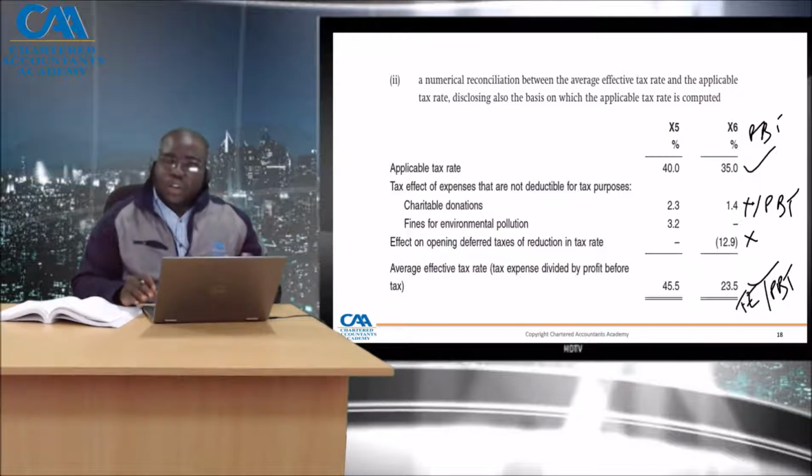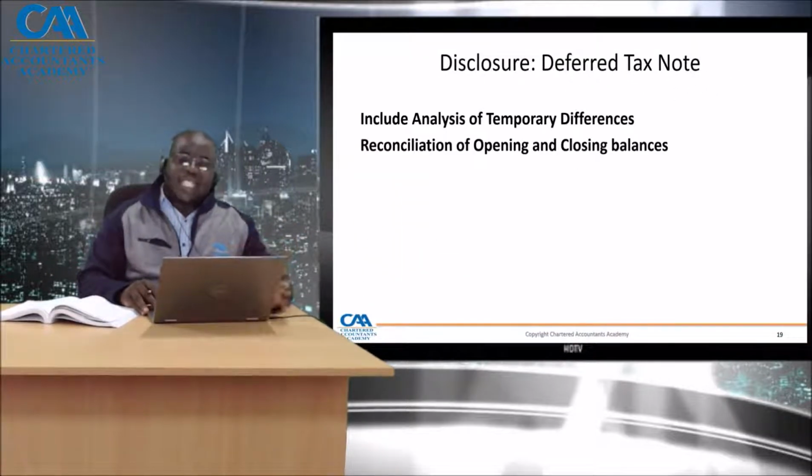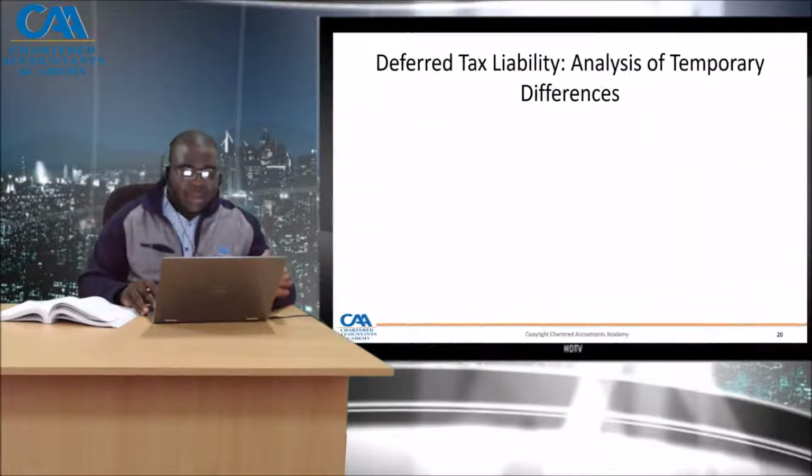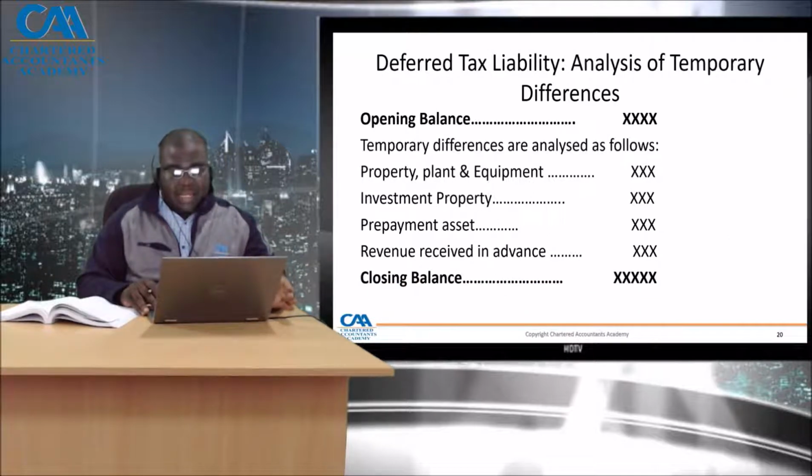Deferred tax note needs to be disclosed as well. But the deferred tax note disclosure is very simple. So you include the analysis of temporary differences, then you also include the reconciliation of the opening and closing. The analysis of temporary differences is a mirror of the deferred tax calculation. So opening balance of the deferred tax, okay, then you show the temporary difference analysis, which is you say your plant, your investment property as an example, your prepayment asset, revenues in advance, you show your closing balance.